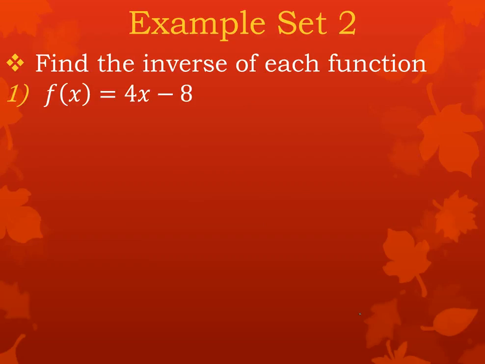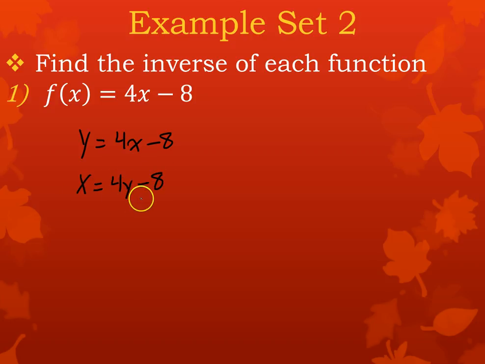So let's try that. f of x equals 4x minus 8. And I want to write this as its inverse function. So I'm going to replace f of x with y. So y equals 4x minus 8. And now I'm going to switch my x and y values. This becomes x equals 4y minus 8.